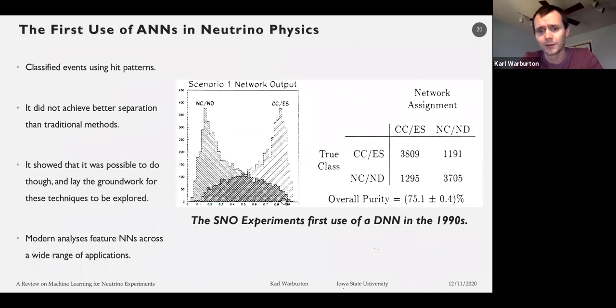So, all of these techniques were really developed already in the 90s, and neutrino experiments have a long history of seeing what's being developed and applying it to their physics. So here I have one of the very first DNNs that was applied in neutrino physics, by the SNO experiment. It didn't actually achieve better separation than the traditional methods were able to do, so it wasn't used in their actual analyses, but it showed that it was possible, and really laid the groundwork for these techniques to be fully explored, to the point that now most analyses feature neural nets in one way, shape, or form.